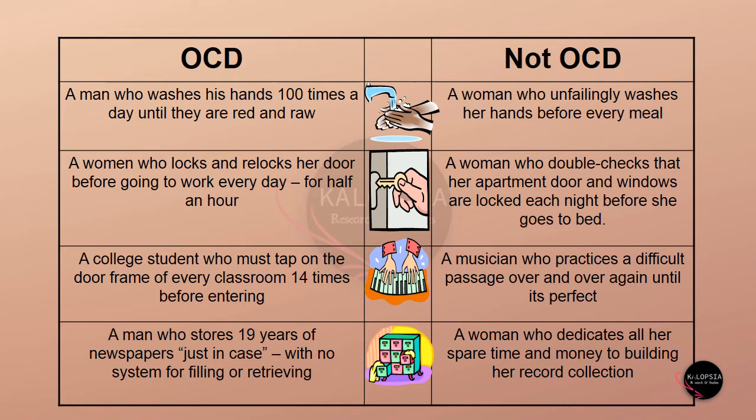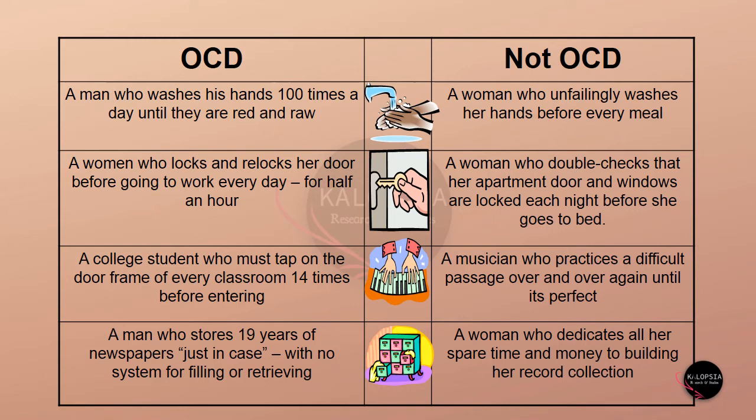A man who washes his hands 100 times a day until they are red and raw is OCD, while a person who unfailingly washes his hands before every meal is not OCD. A woman who locks and relocks her door before going to work every day for half an hour is OCD, while a person who double checks that her apartment doors and windows are locked each night before she goes to bed is not OCD.